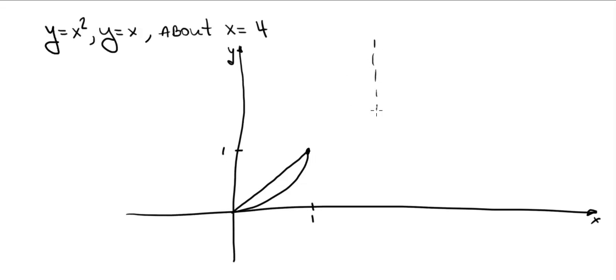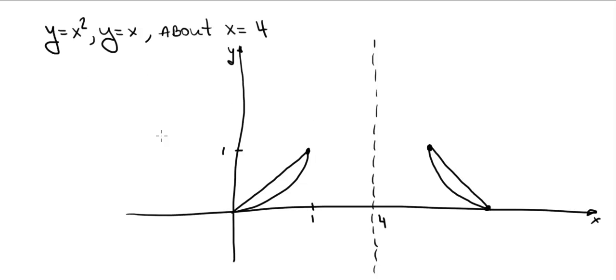Let's bring in the axis of rotation. This is a line x equals 4, and all we need to do is to sketch where this region will end up 180 degrees into the rotation on the other side. So this is what it looks like.